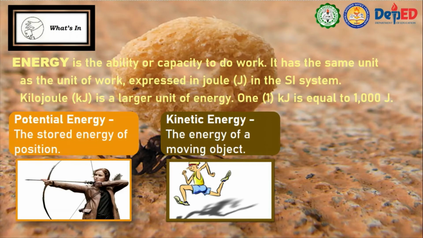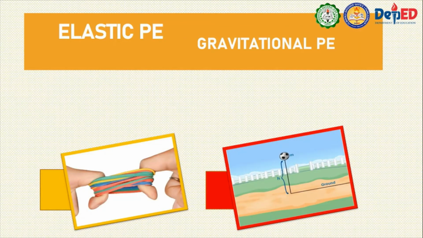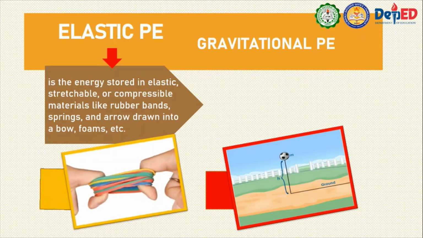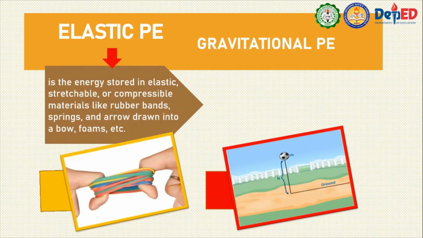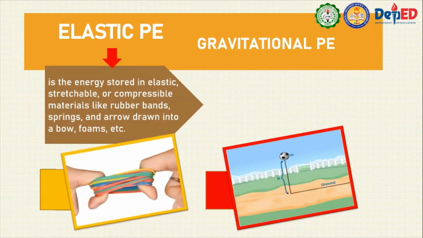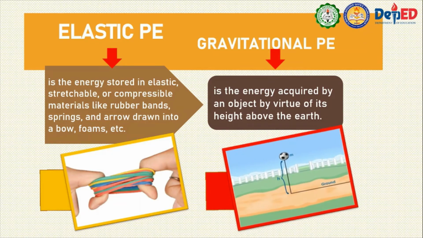If you are going to add potential plus kinetic energy, it is equal to the total mechanical energy. Total mechanical energy is the sum of potential and kinetic energy. There are two types of potential energy. Elastic potential energy is the energy stored in elastic, stretchable, or compressible materials like rubber bands, springs, an arrow drawn into a bow, foams, and others. Gravitational potential energy is the energy acquired by an object by virtue of its height above the Earth.